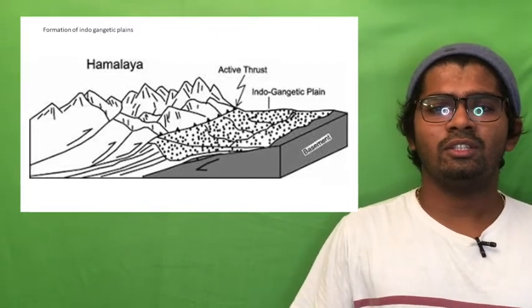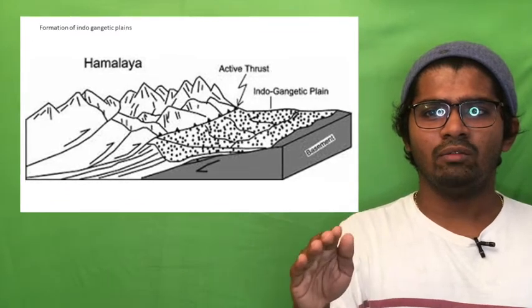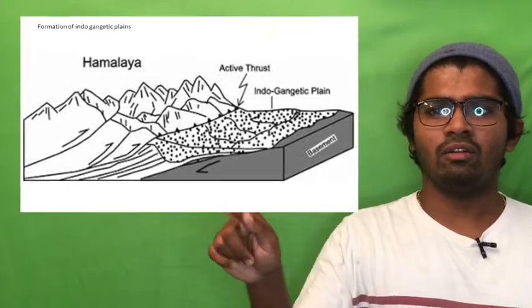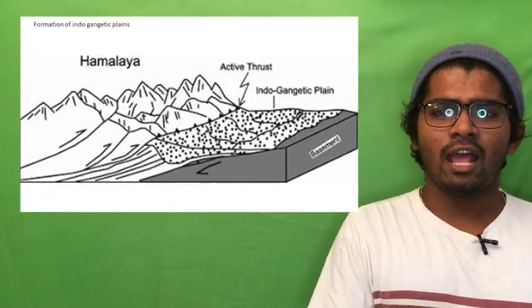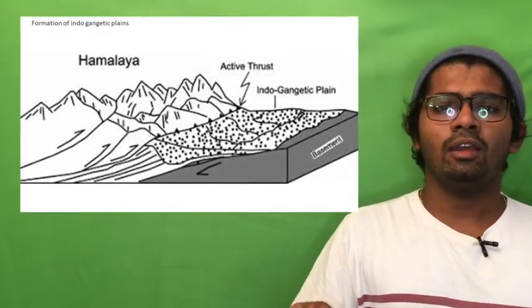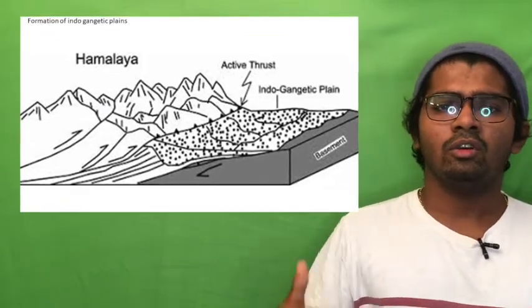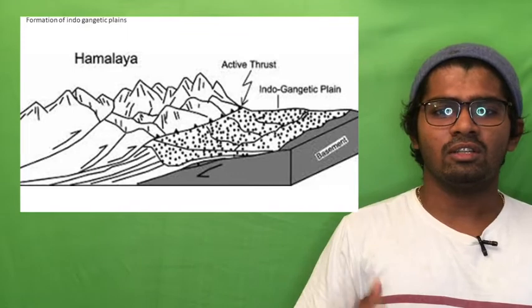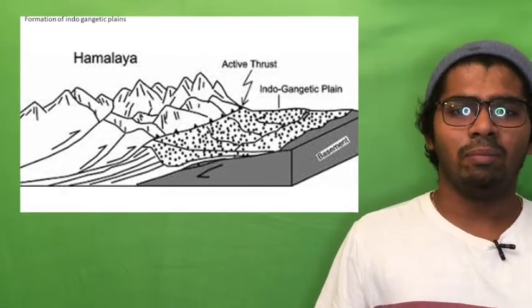So here in this picture you can see the mountain belt and underneath you can see the active thrust and the Indo-Gangetic plain mentioned over there. That was actually a shallow area. That shallow area was filled with sediments from the Himalayas. So when the rivers were flowing for thousands and thousands of years, that erosion created the Indo-Gangetic plains.